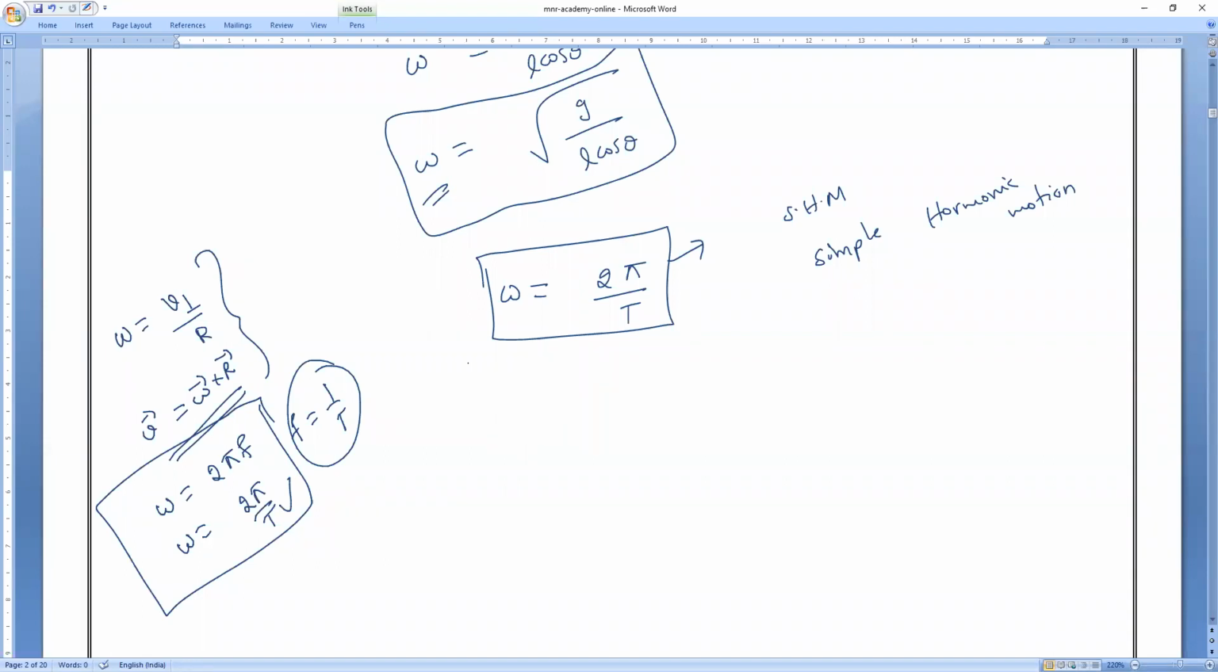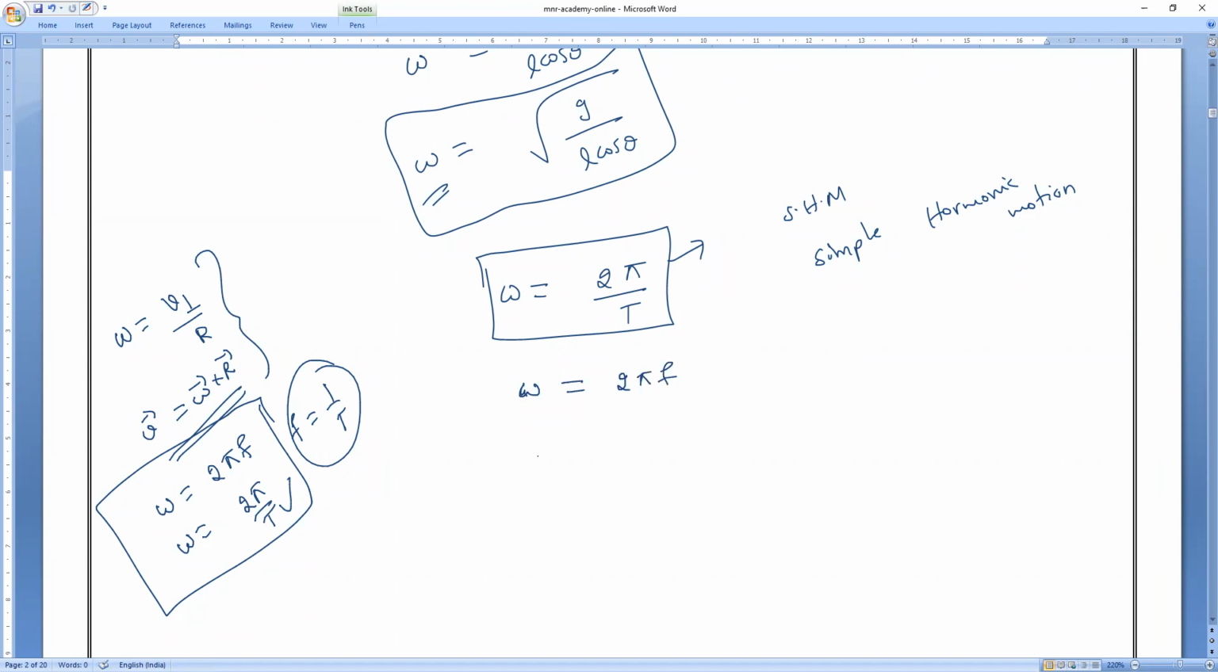So if you are not remembering, then no use. So you can find it. We got omega, angular velocity, is equal to 2 pi by T. Now we all know that omega is also equal to 2 pi f.